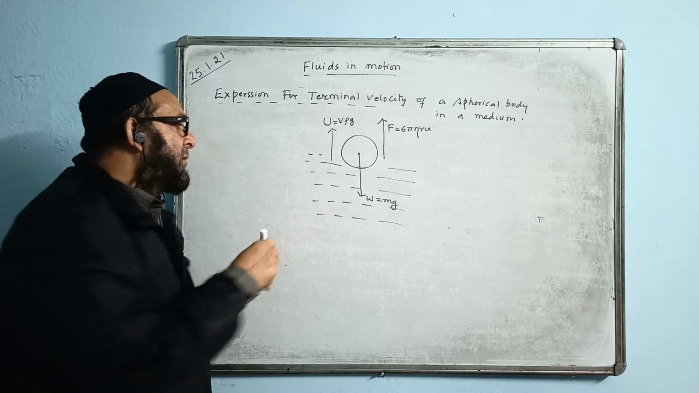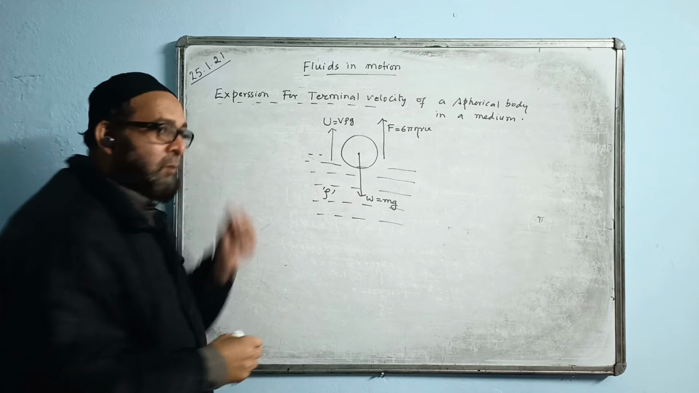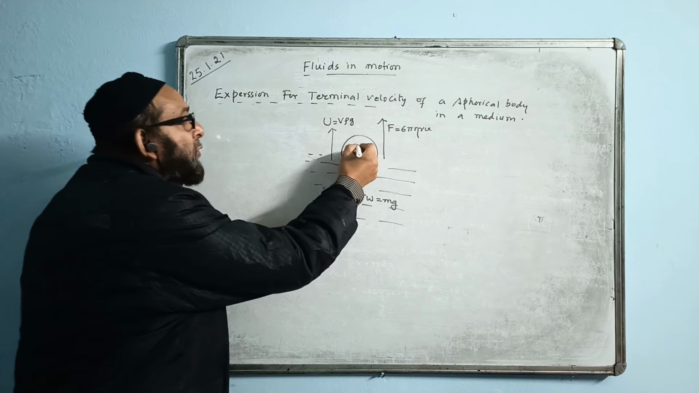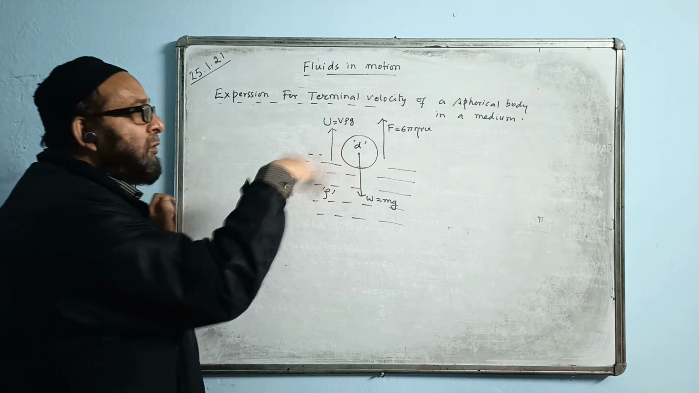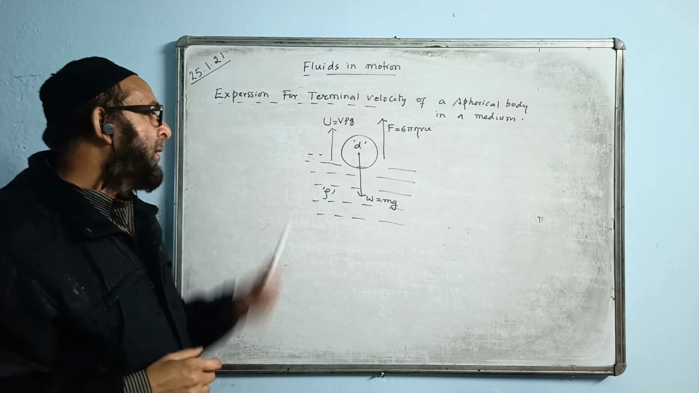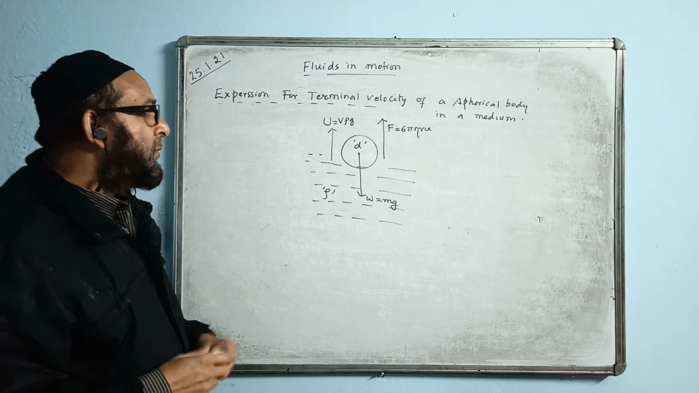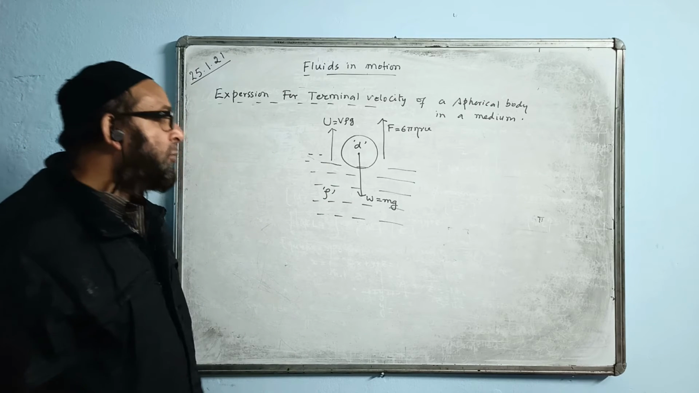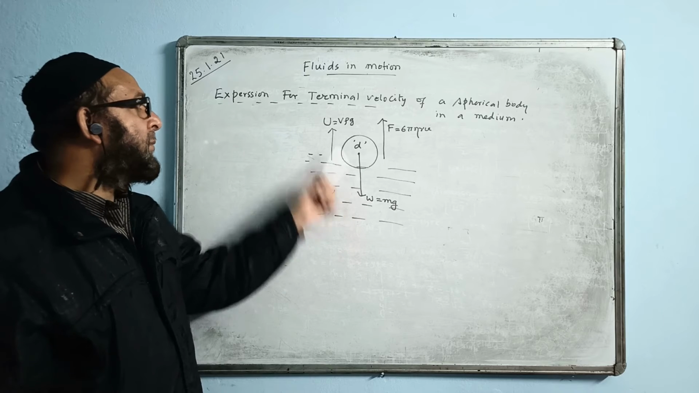The medium which gives upthrust is this medium. The density of this medium I take as ρ, and the density of the drop, the spherical object, I take as d. Okay, so the drop is still moving down. So which force is supposed to be bigger? W is supposed to be bigger than these two.